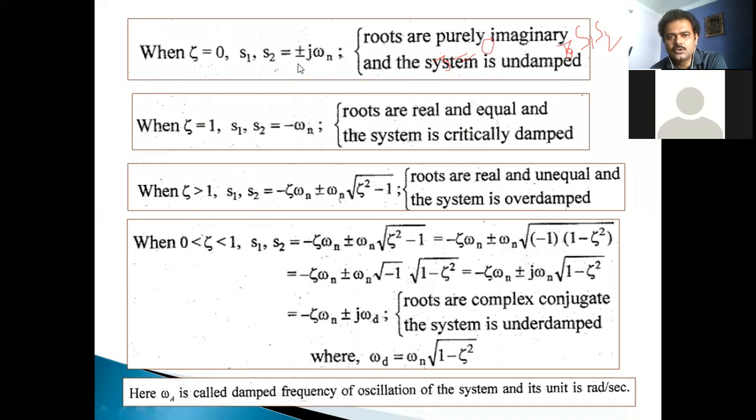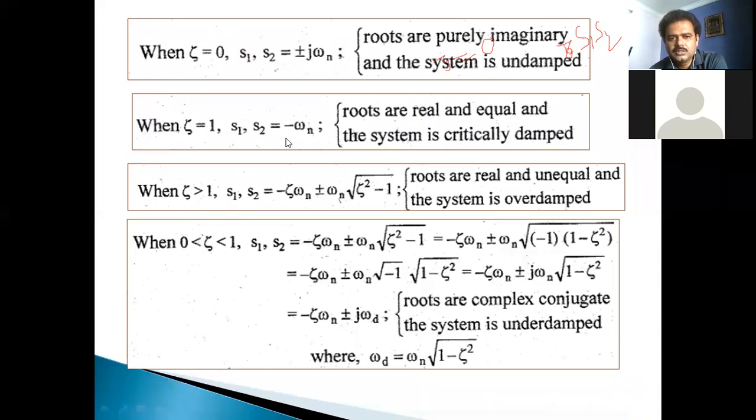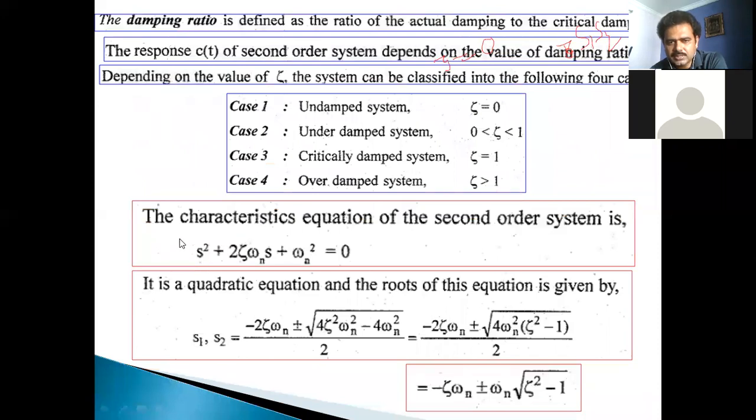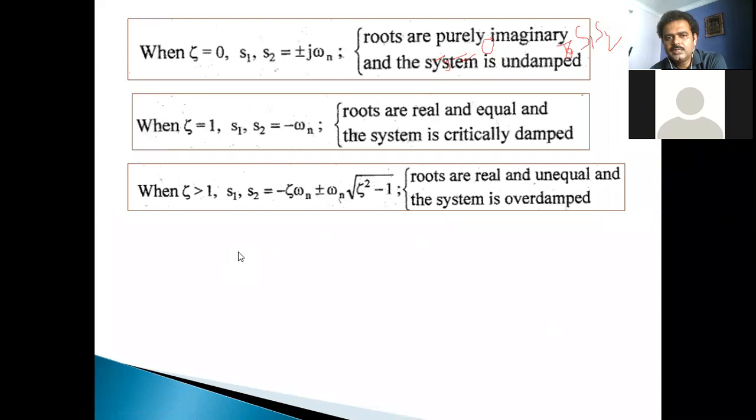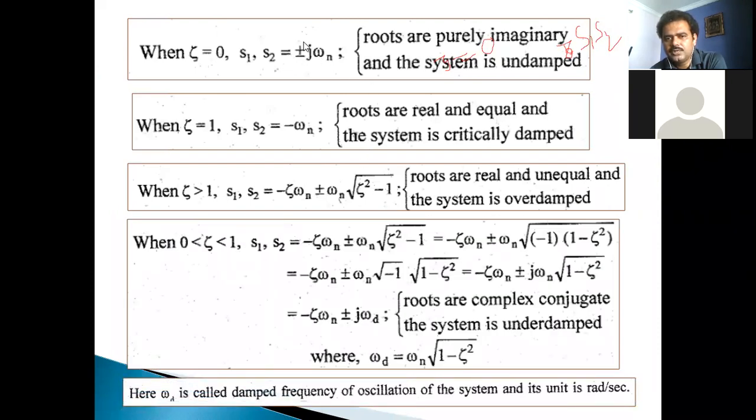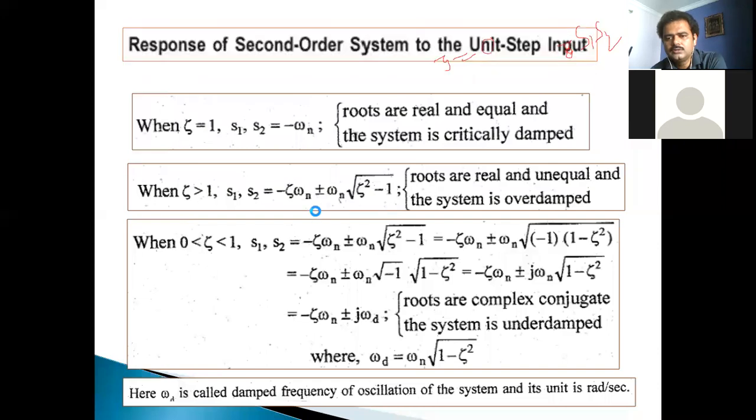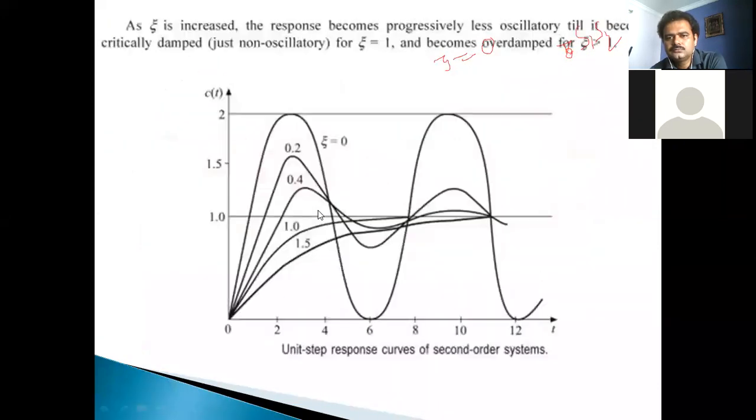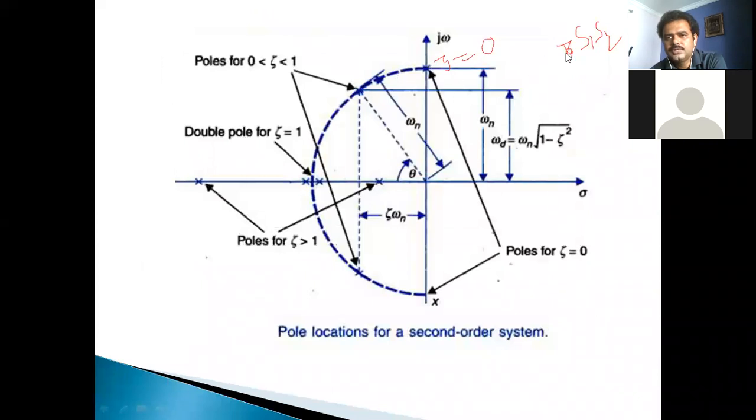The roots of the characteristic equation, that means the denominator polynomial of a closed loop transfer function, is called the characteristic equation. It is a very, very important equation. The response mainly depends upon the roots of this characteristic equation. So when the roots are purely imaginary, that is when zeta is equal to 0.